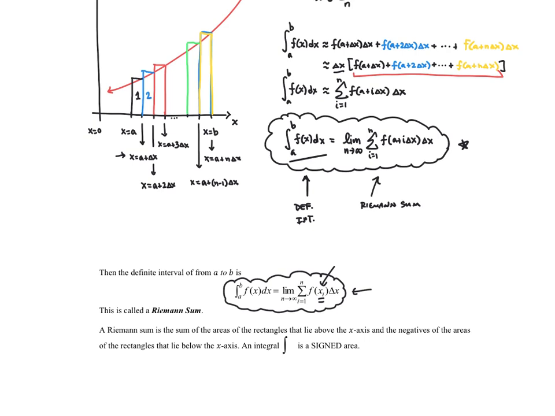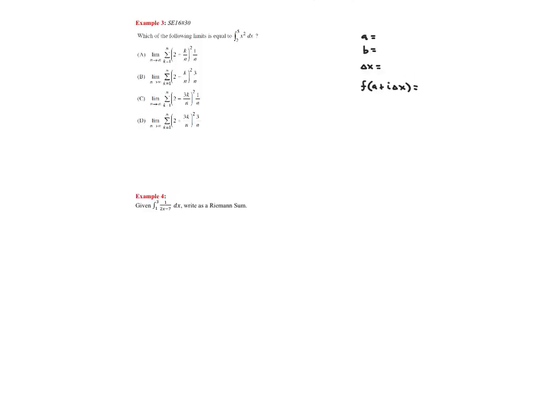All right, let's get into a few examples of how to transfer from one form to another. Okay, example 3. Which of the following limits is equal to the integral from 2 to 5 of x squared? Okay, so my recommendation to you is to, in each of these examples, try to identify these values. Okay, so the integral goes from a to b.